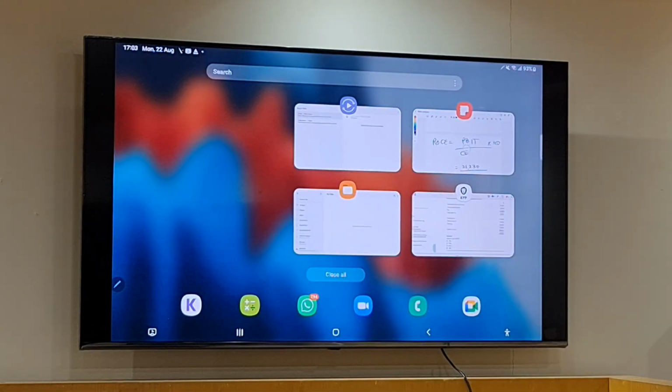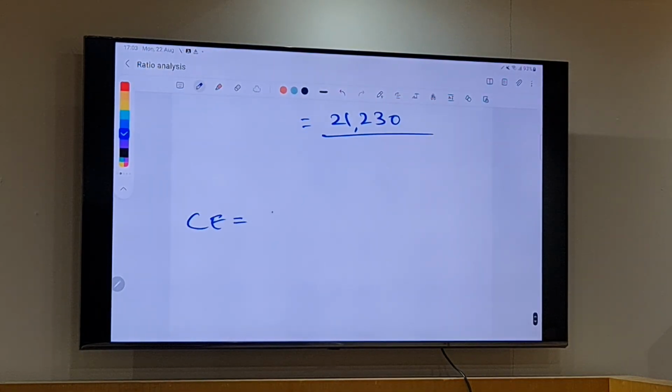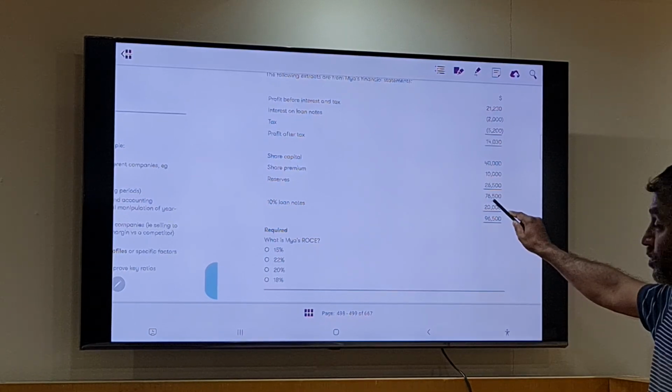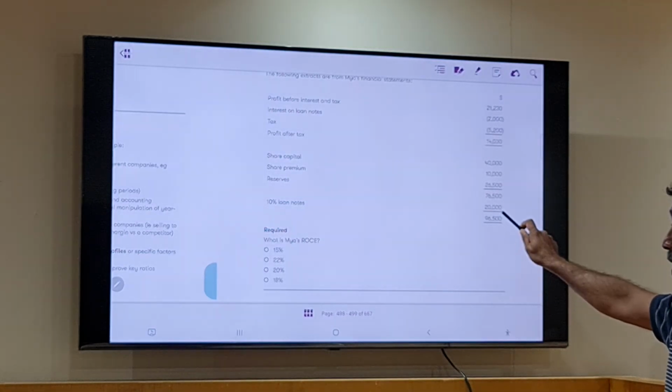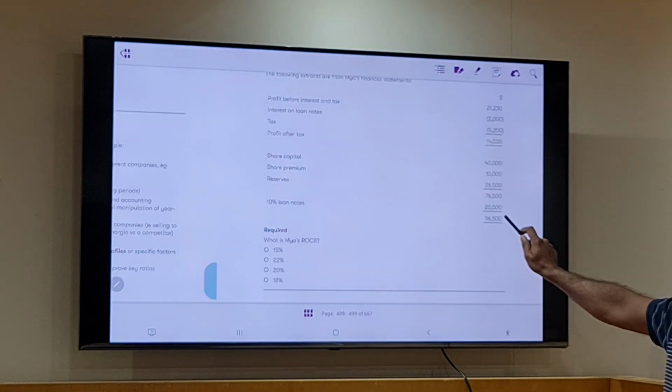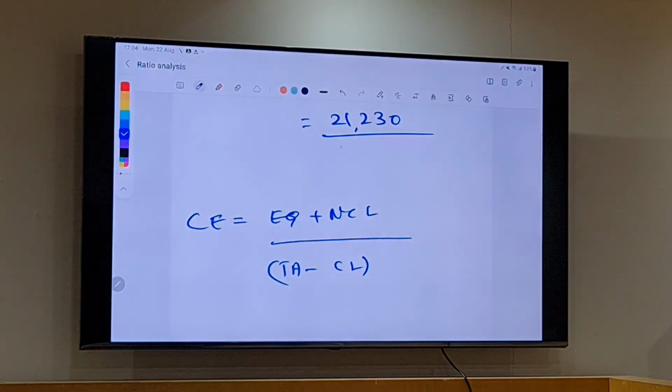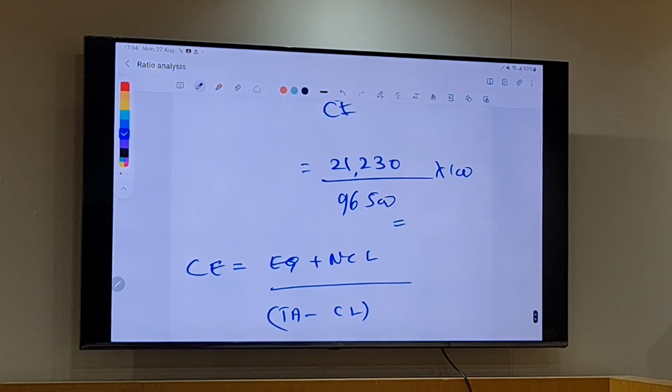Capital employed, I gave you the equation. Capital employed is equity plus non-current liabilities. Sometimes, alternatively, total assets minus current liabilities. Same thing. So do you know how much equity is here? Equity is 76,500 and the non-current liability is 20,000. So total capital employed is 96,500. So this will be divided by 96,500 into 100. How much do you get? 22.